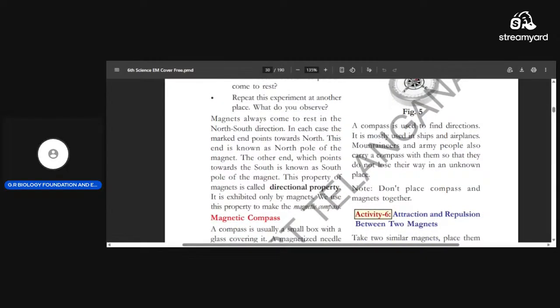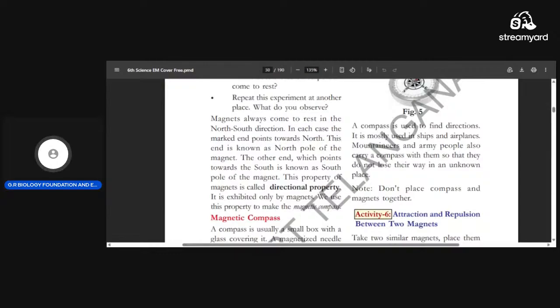We use this property to make a magnetic compass. So for the suspended bar magnet, we mark a color, generally red, which is the north pole of the bar magnet, and the opposite pole is the south pole of the bar magnet.